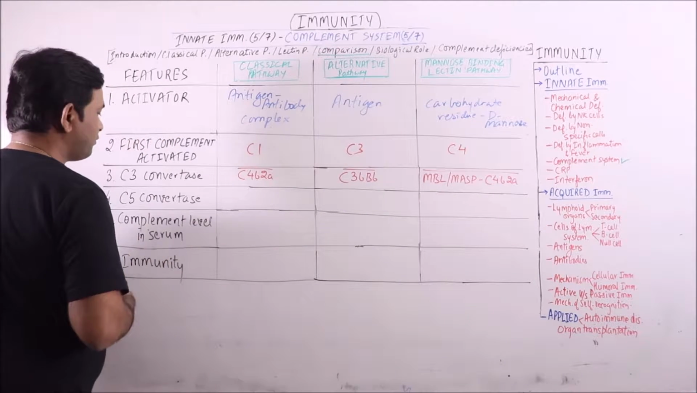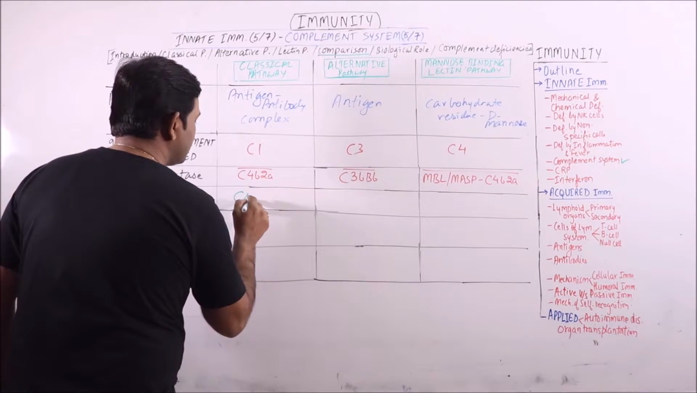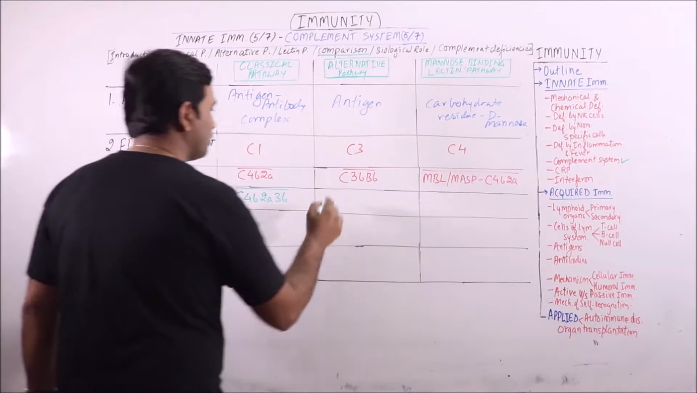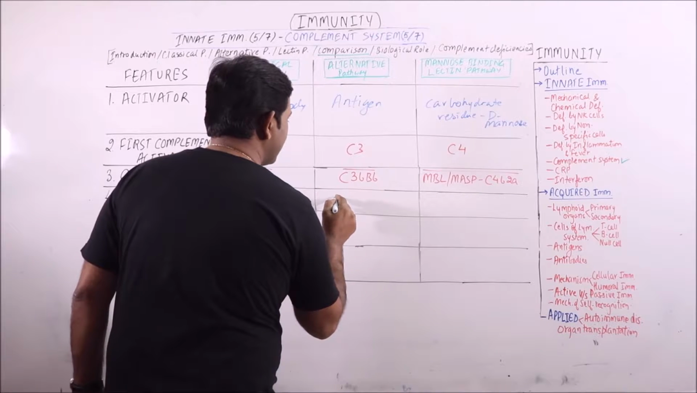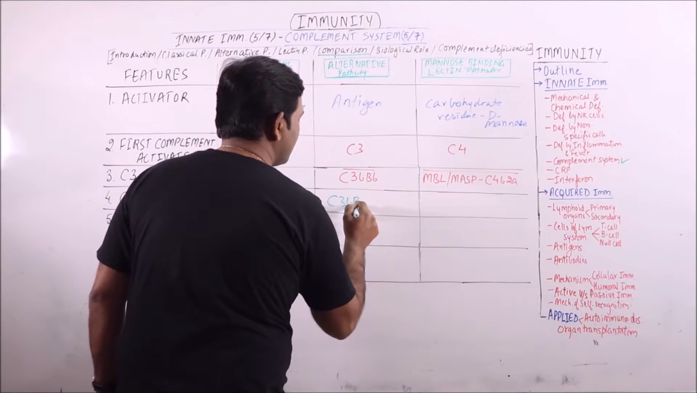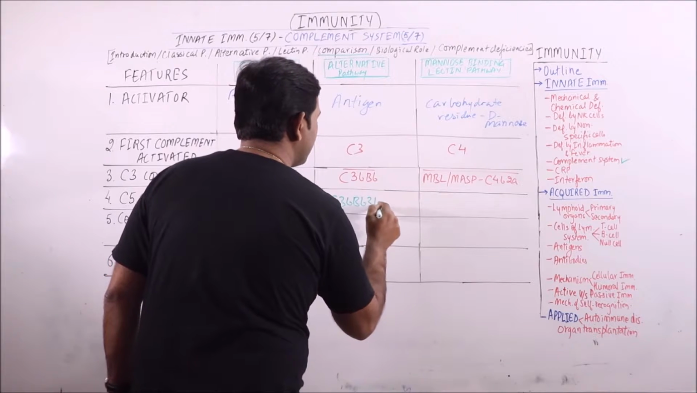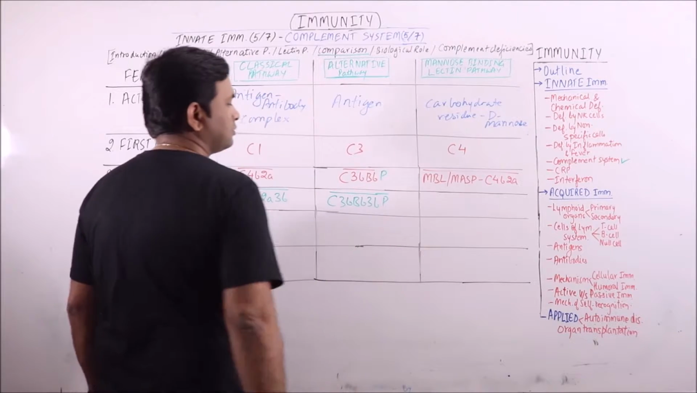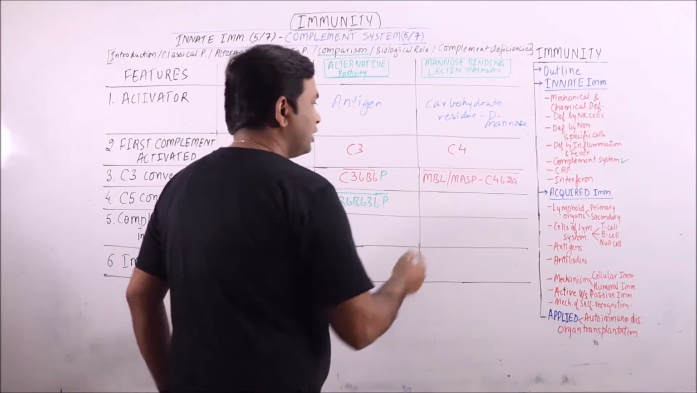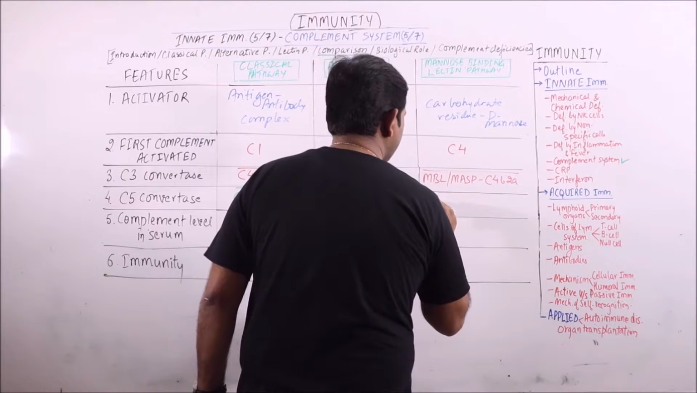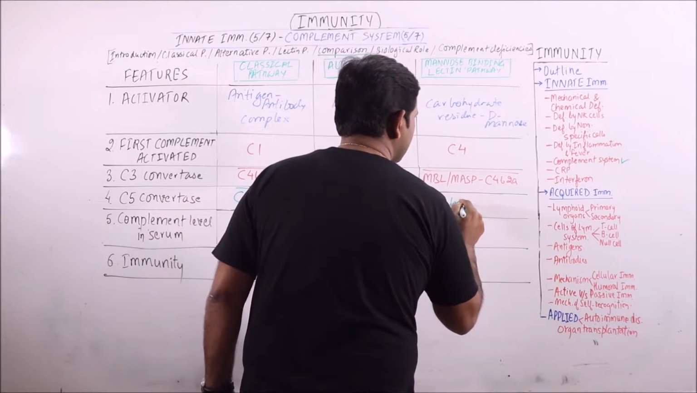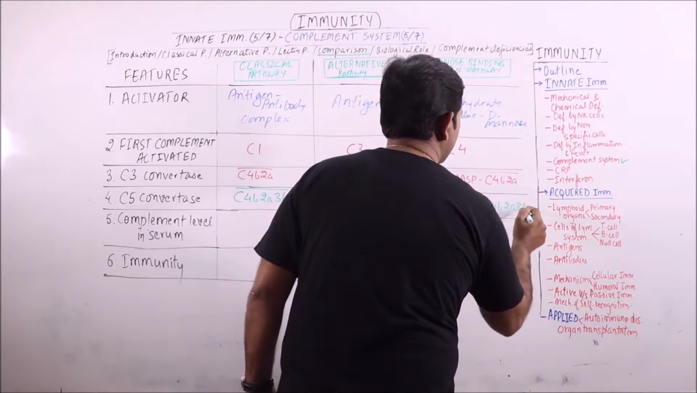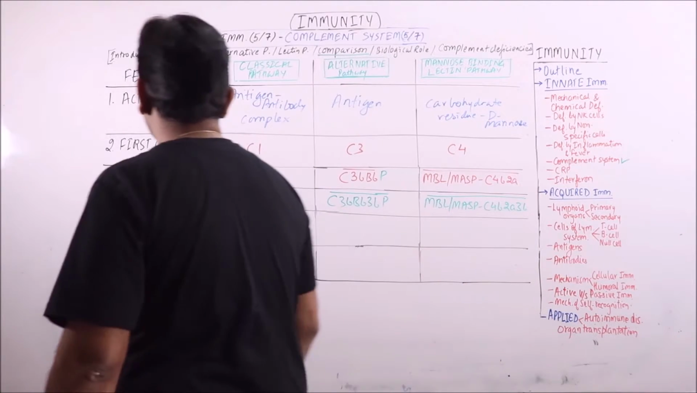While the C5 convertase is C4b2a3b in classical pathway. In case of alternative pathway it is C3bBb3b. We can also place properdin along with it. In case of mannose binding lectin pathway it is MBL-MASP C4b2a3b. This is C5 convertase.